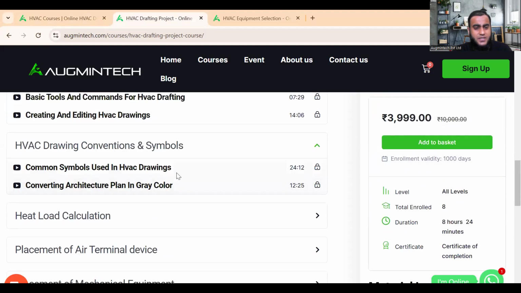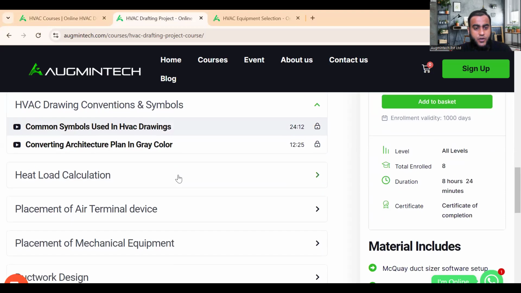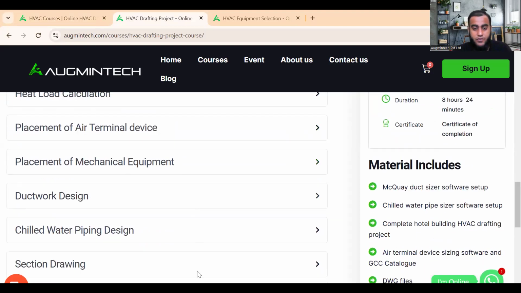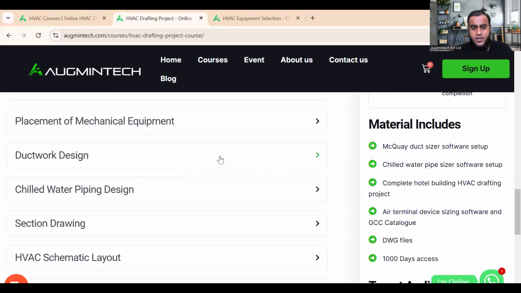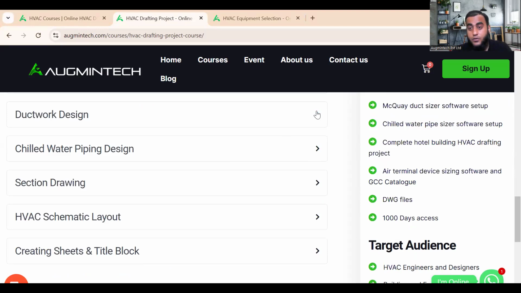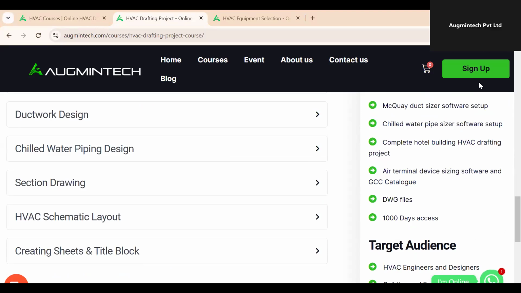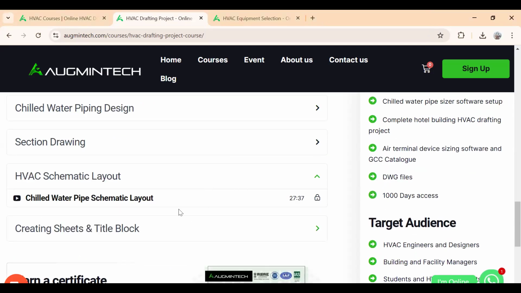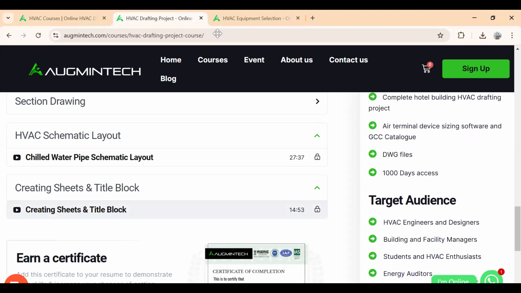Then the common symbols used in HVAC, then heat load calculation and placement, how to place the air terminal devices, either the grills, diffusers, whatever. Ductwork design, how to find out the size of the duct, and everything we'll discuss here. Even the HVAC schematic layout, how to draw that, and how to create the sheet and title box, that also we are going to cover.